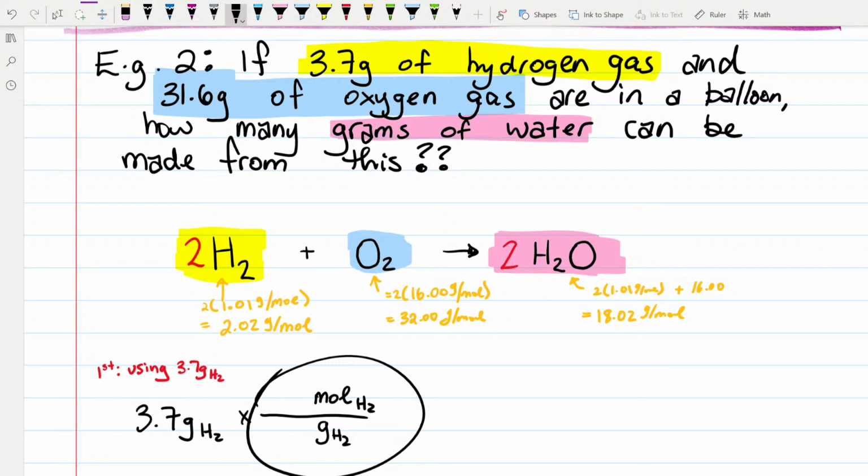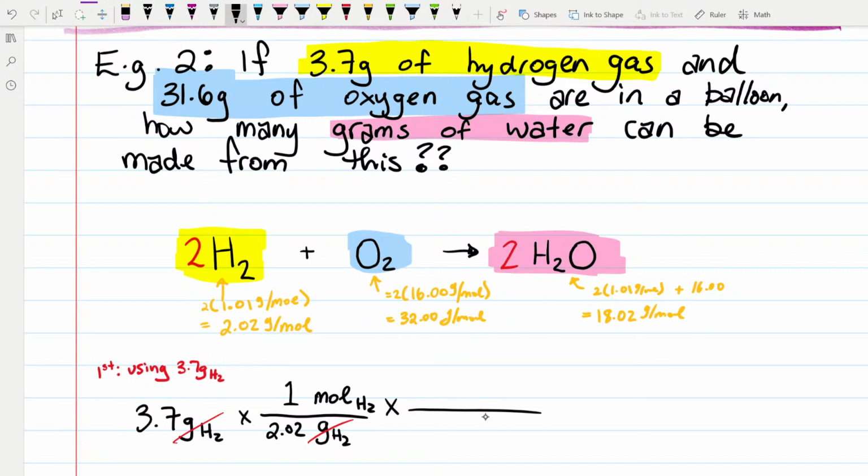Oh, that is entirely correct. We look at the periodic table, and the periodic table told us, as we looked up here, that 1 mole of hydrogen gas weighs 2.02 grams. What units cancel? Well, grams of hydrogen would cancel. If I were to stop calculating now, 3.7 times 1 divided by 2.02, I would know how many moles of hydrogen gas we have. But that's not the question. The question is how many grams of water.